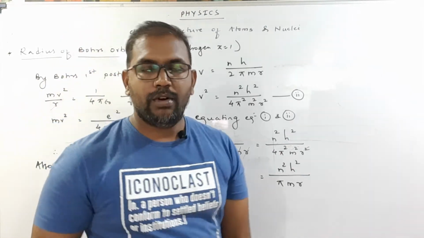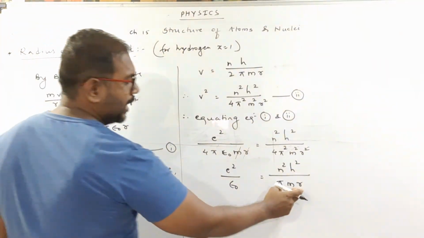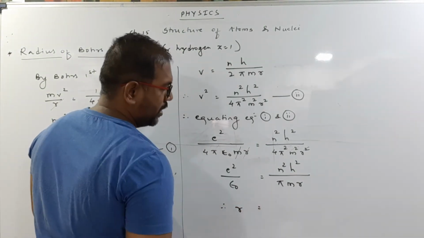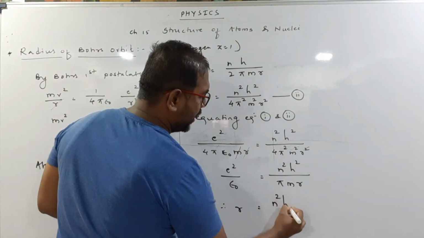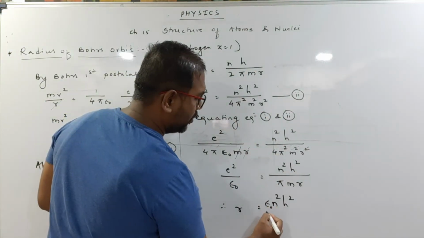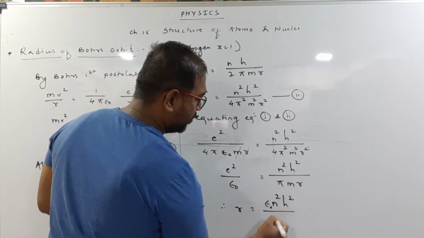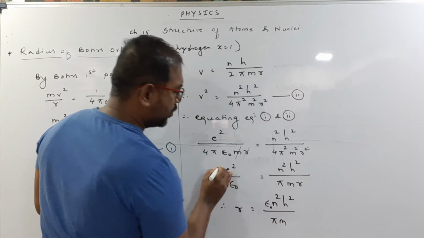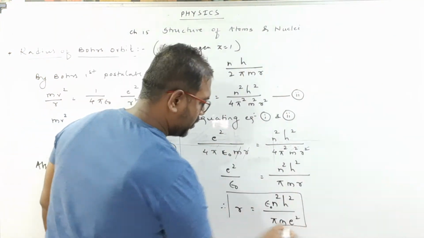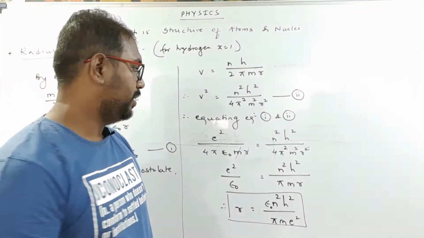We have to write formula for radius because heading be given radius of the orbit. So radius, this r we shift to this side, e square and epsilon 0 to that side. So I can write r is equal to epsilon 0 n square h square divided by pi m e square. And this is expression for radius of Bohr's orbit.